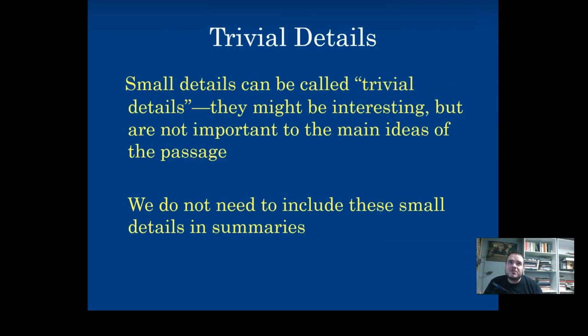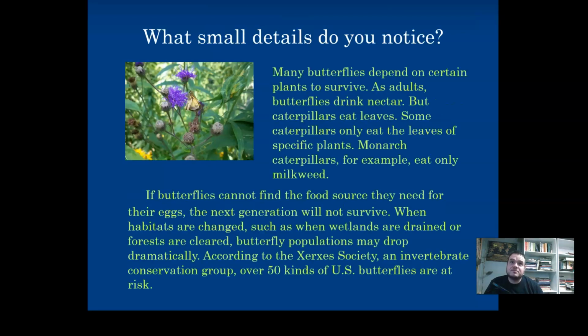Leave out little details and repeated information. Small details can be called trivial details. They may be interesting, and they may help this become better writing, but they're not important to the main ideas of the passage. You do not need to include small details in the summary.